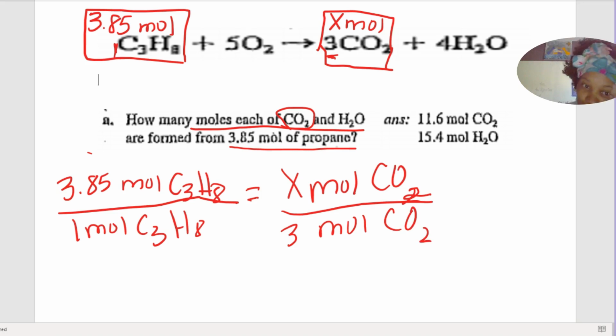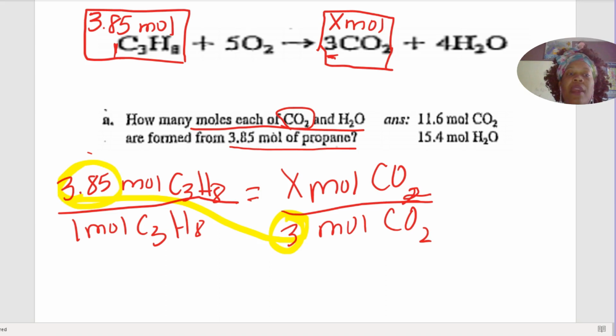Now check this out. All I'm going to do, y'all, is cross multiply, okay? Cross multiply. So let's go ahead and do that. Let me show you what I'm talking about. I'm going to take that 3.85 and I'm going to multiply times that 3. All I'm doing, y'all, is multiplying these two numbers right here, okay? Don't overthink it. That's my motto. Don't overthink it.